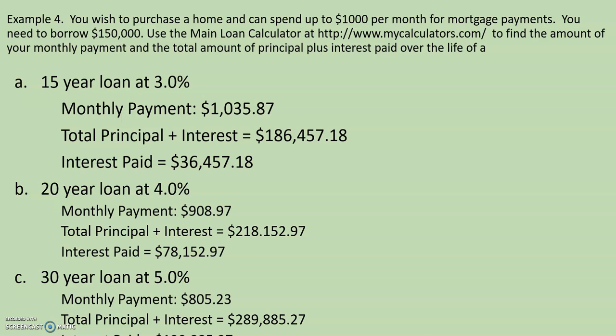30-year loan at 5%, your monthly payment is down to $805.23. Your total principal plus interest is $289,885.57. Your total interest paid is $139,885.27.